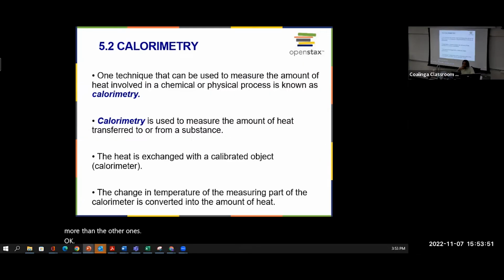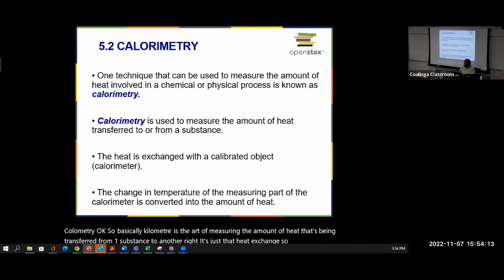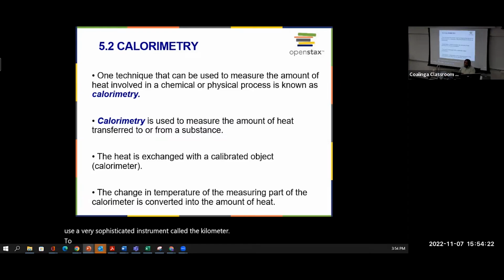Okay, so that brings us to calorimetry. Calorimetry is the art of measuring the amount of heat that's being transferred from one substance to another. It's just that heat exchange. To do this, we use a very sophisticated instrument called the calorimeter. The calorimeter allows us to measure the heat being exchanged from a system. I'm exaggerating, it's not very sophisticated. I'll show you what it breaks down to.